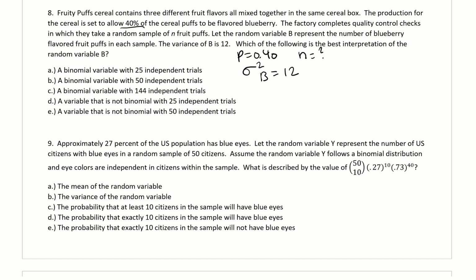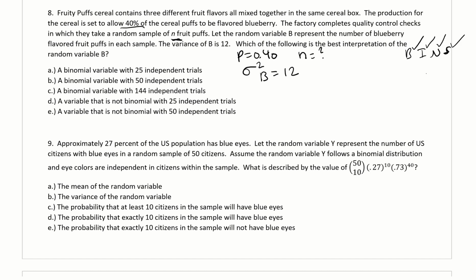Well, first off, does it satisfy BINS? The answer is yes. Blueberry or not, right? Binary. Each one is independent from another. The number of fruit puffs is n. We don't know what it is, but we do know that it says that there's a random sample of n, so that number is fixed. And then we have S, probability of success is 40%, stays the same.